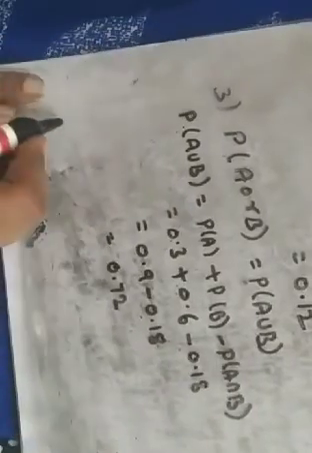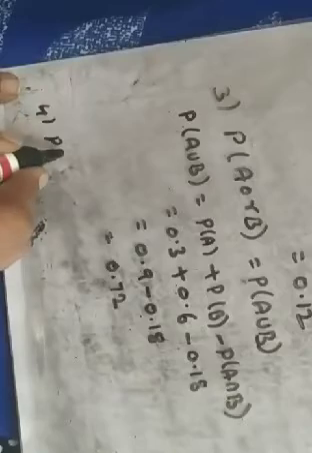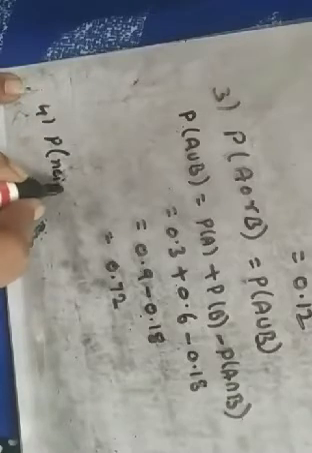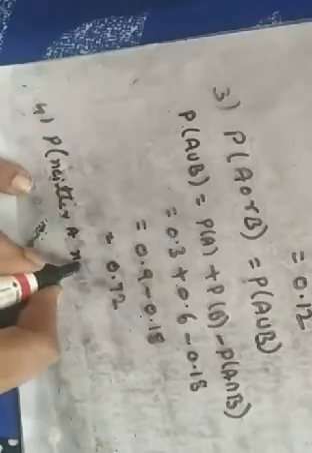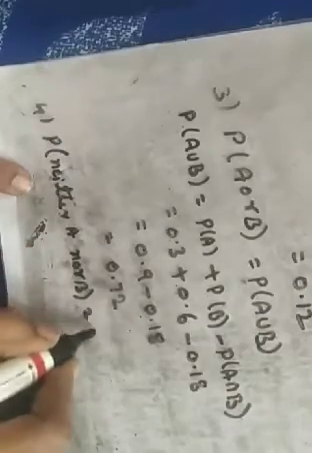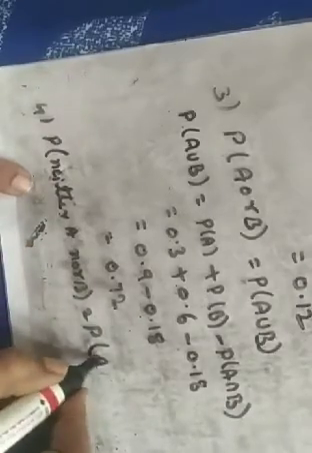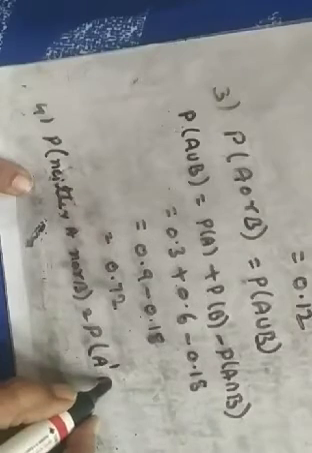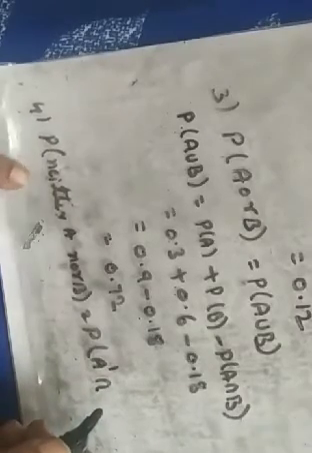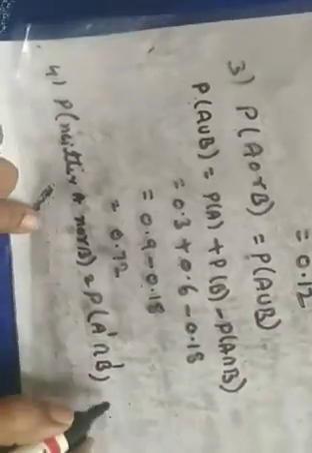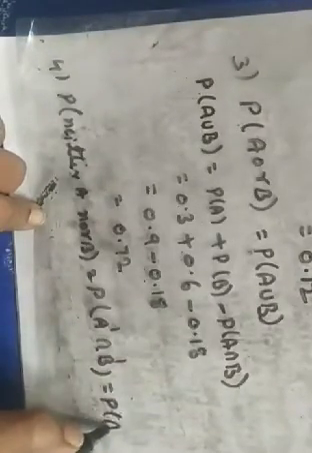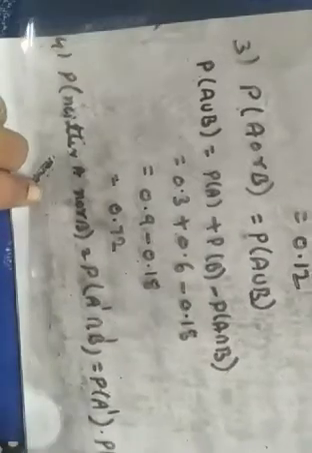Next, fourth one. P of neither A nor B. It means P of A dash and B dash. Its meaning is neither A nor B, which is equal to P of A dash into P of B dash, because they are independent events.